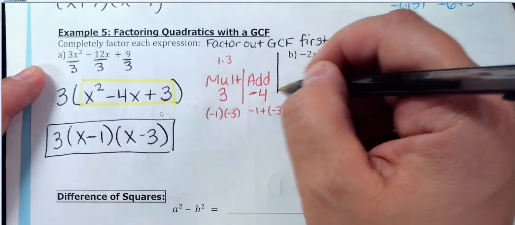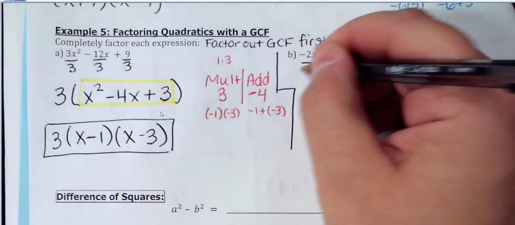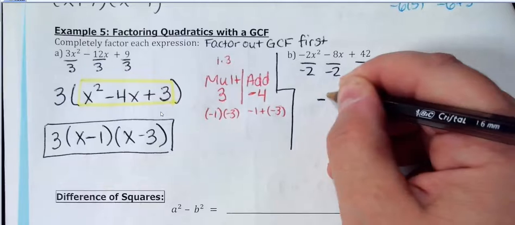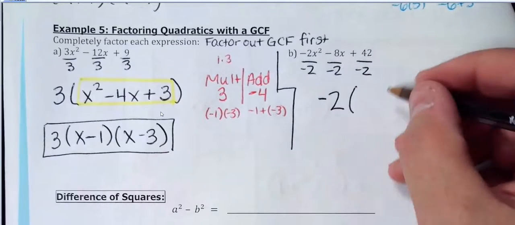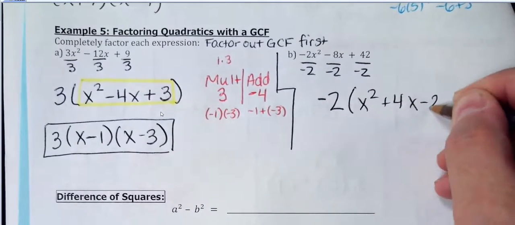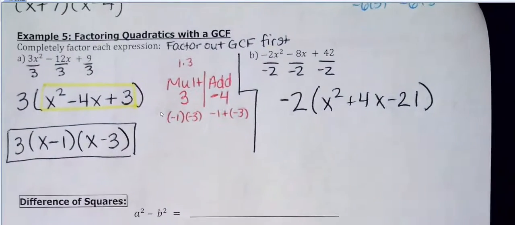Okay, what are you going to take out in front in the next problem? Yeah, make sure you take out a negative 2. You want that first term to be positive. Okay, so if I took out negative 2, what would you have left? Good deal. X squared plus 4x minus 21. Okay, now we're going to leave that negative 2.